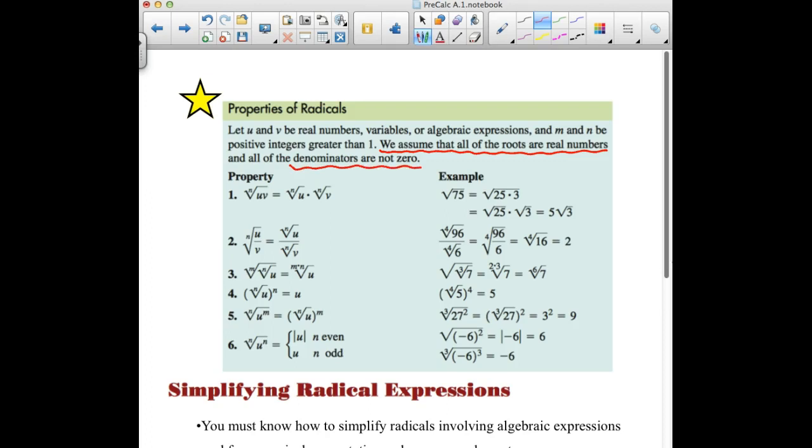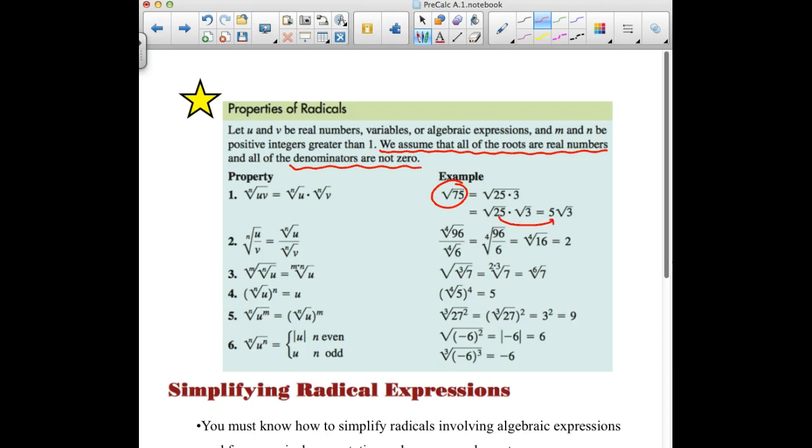Okay, first property. It says if we are taking the nth root of a product, u times v, we can split that up and take the nth root of each factor individually first. Our example here, we have the square root of 75. Since 75 is not a perfect square, we typically look for factors that are. So we would split the 75 into 25 times 3, and then the square root of 25 is 5.